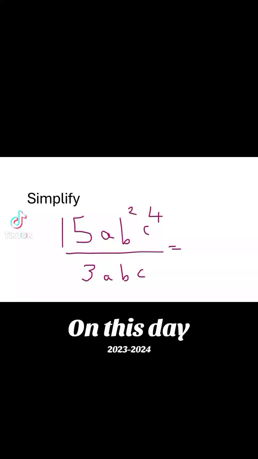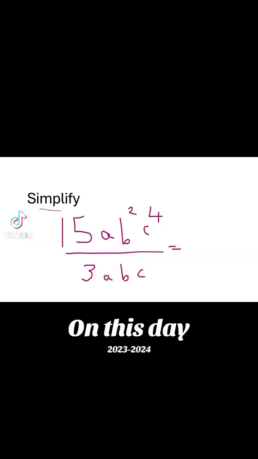GCSE 9 to 1 maths, simplifying an algebraic fraction involving numbers as well, in roughly 55 seconds. Okay, let's go. We have to simplify 15ab squared c to the fourth over 3abc.